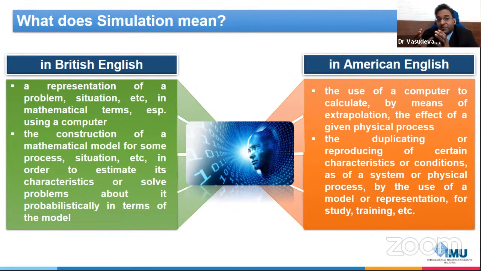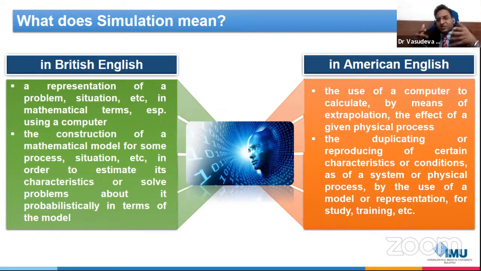The real experiment is established based on several factors. Based on these factors, you develop a mimicking model, that is a virtual model, that is simulation. It mimics the similar process and produces the hypothetical result. And this hypothetical result we can obtain based on a computational algorithm, because an algorithm is basically constructed with mathematical relationships. And we can see here the duplication or reproducing of certain characteristics or conditions of a system or physical process, using a model or representation for studying, training, etc.